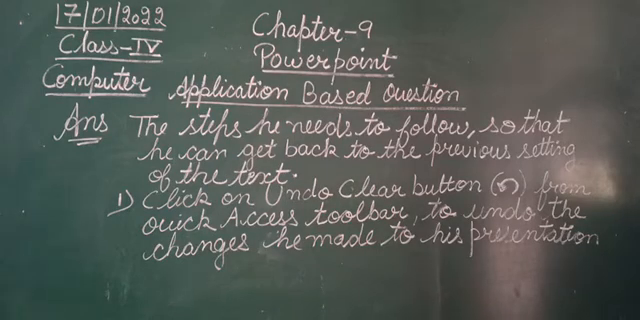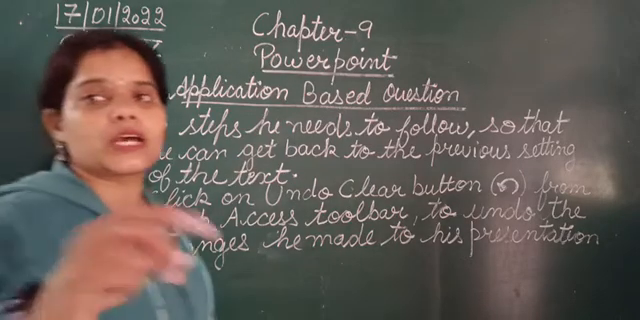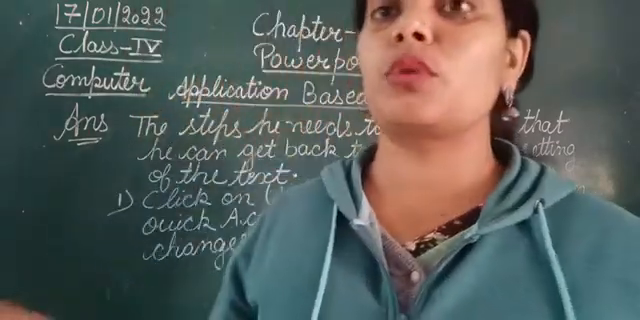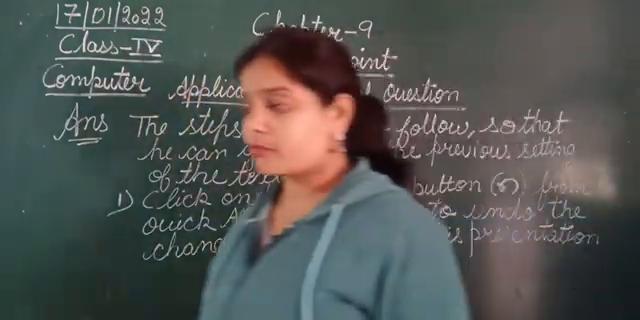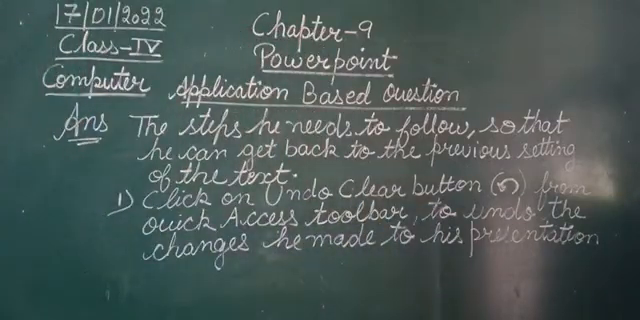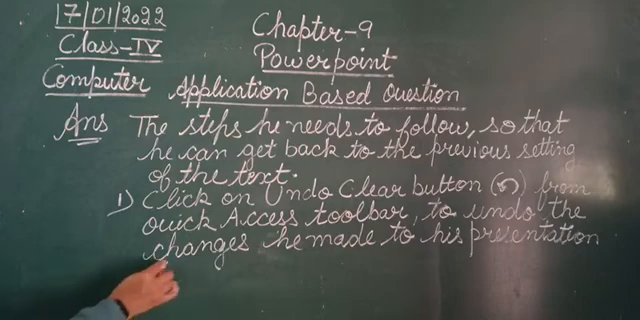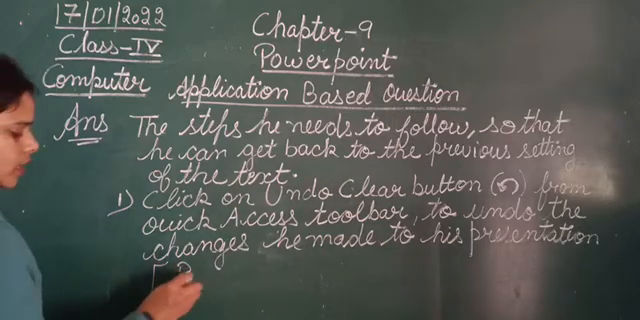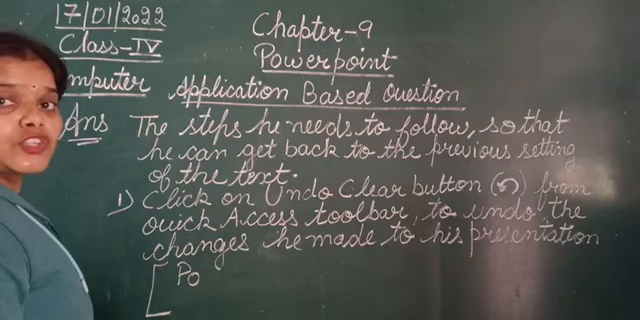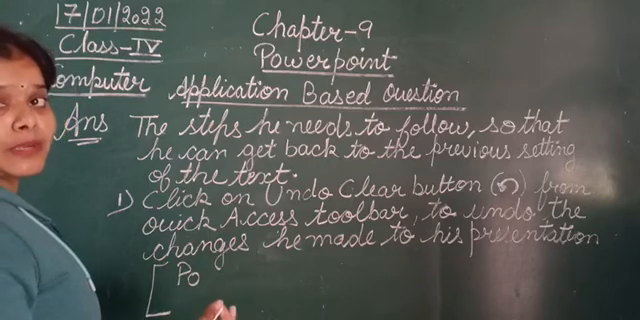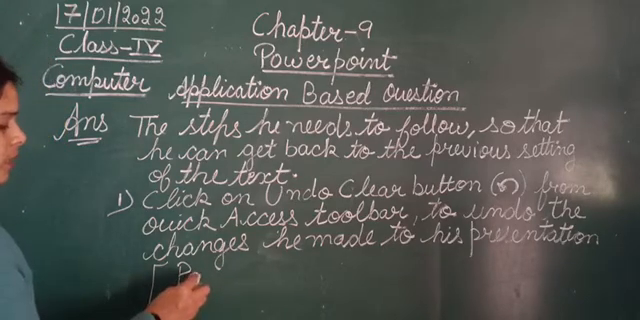Okay, and what will happen? When you click on the undo button in the quick access toolbar, what will happen next? So what happens, as you make the changes, is that PowerPoint cancels the last changes. Whatever I'm writing in the bracket is the change that he will see after pressing this undo button.